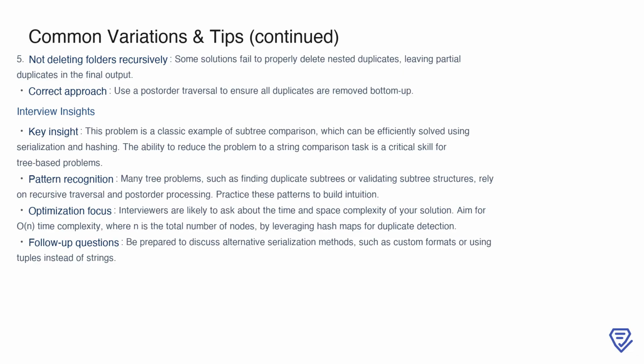Interviewers may also focus on the time and space complexity of your solution, with O(n) time complexity being the ideal benchmark. To achieve this, take advantage of hash maps for efficient duplicate detection. Finally, be ready for follow-up questions about alternative serialization methods, such as using tuples instead of strings. These variations can sometimes improve space efficiency and lead to interesting discussions about trade-offs.